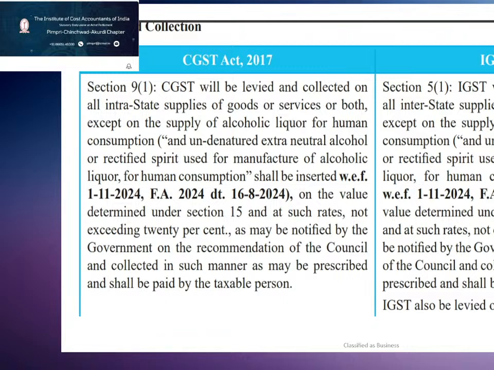Then value of exports. So value of exports is 7 lakhs. So the aggregate turnover comes to 122 lakhs, which is less than 1.5 crore. So we can advise he is eligible to file under the composition scheme. I will share a few more examples, then we will come back to the theory part.